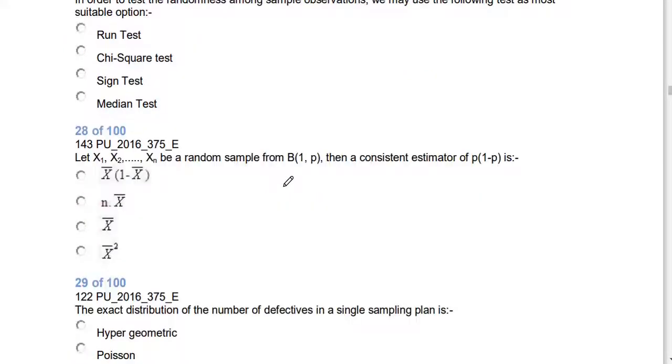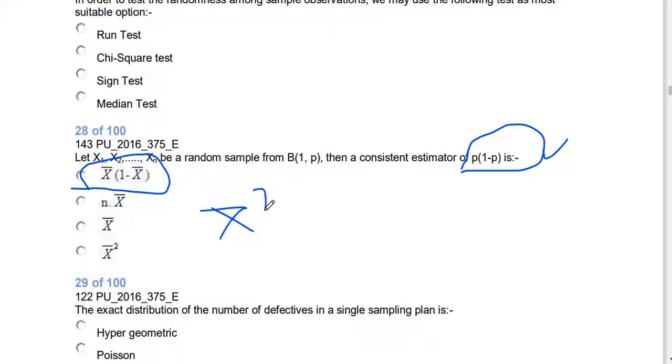Let x1, x2 be random variables from a Bernoulli distribution, and the consistent estimator of pq. Yes, this will be the consistent estimator for this question. Why? Because we all know that polynomial functions come under the consistency theorem. I cannot refer to that theorem now, I will tell you later. When you refer to that theorem, here you get polynomial expressions x bar, x bar minus x bar squared. Those polynomial expressions are consistent estimators.